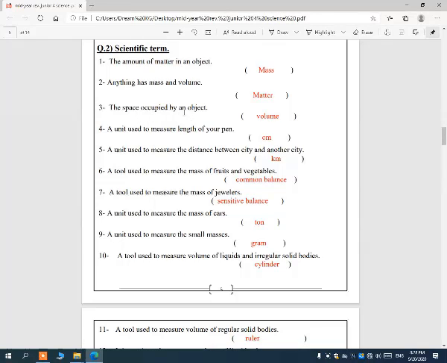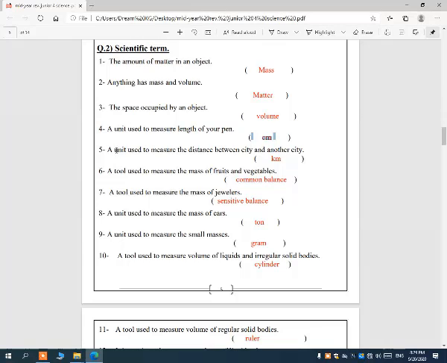Space occupied by an object. Something takes space, so it has volume. Number 4. A unit used to measure the length of your pen. So we'll make a circle on the unit. For a pen, very small, so it will be centimeter.